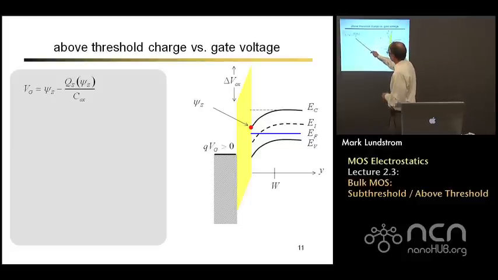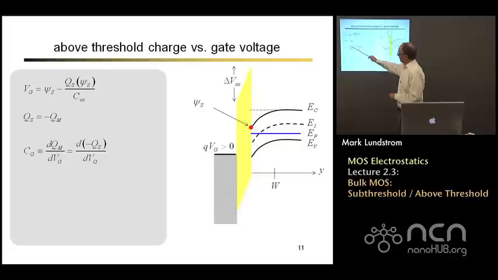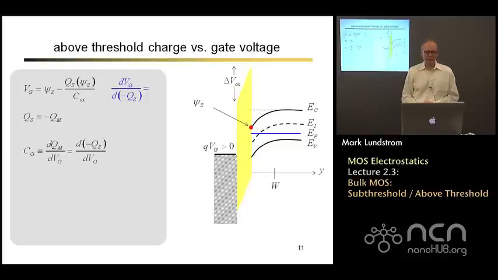We'll start with this relation we had between the surface potential and the gate voltage. We'll remember that the charge in the semiconductor is equal and opposite to the charge in the metal. So if I define the gate capacitance as dQ metal/dVg, that's the same as d minus the charge in the semiconductor/dVg. And now all I have to do is to go to the first equation. I can take the derivative of this equation with respect to minus Qs.